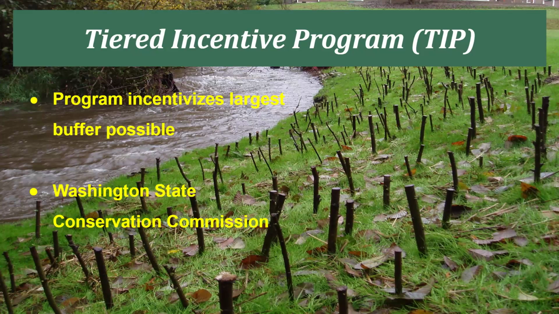It's also a bit different in terms of the flexibility, where the CREP program has a very set map of what streams and rivers are eligible. The TIP program doesn't really have those parameters. It's more just incentivizing buffers to be built. And so you don't necessarily have to have a salmon running stream to be eligible for the program.